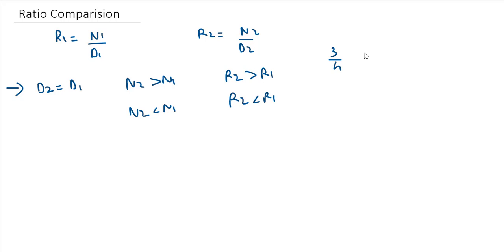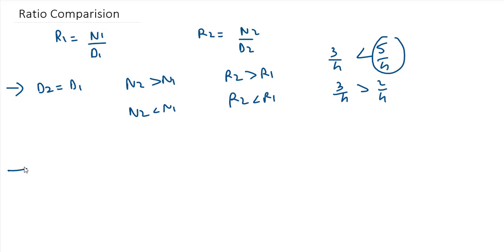3 by 4 will be less than 5 by 4, and 3 by 4 will be greater than 2 by 4. So the denominator is constant, numerator is increasing. So the ratio is increasing. 5 by 4 is greater than 3 by 4. Again, the denominator is constant, but the numerator is decreasing. So your first ratio is bigger than your second ratio.